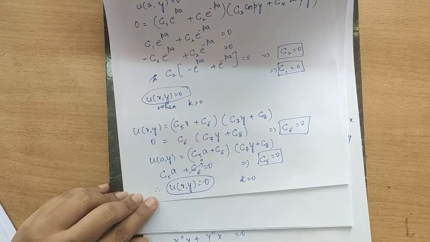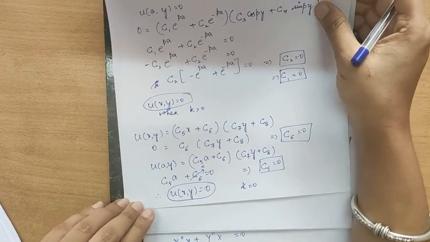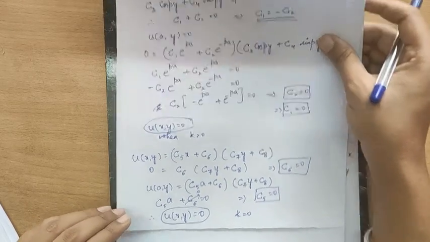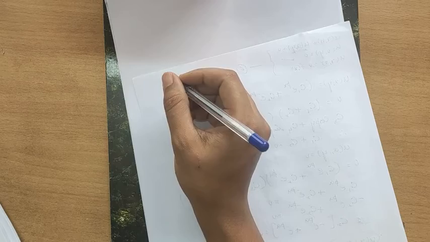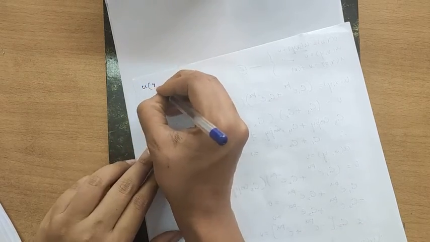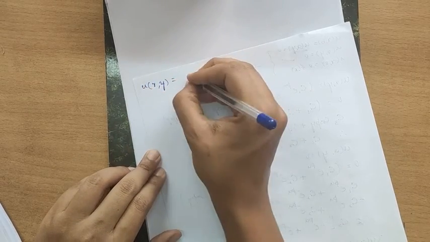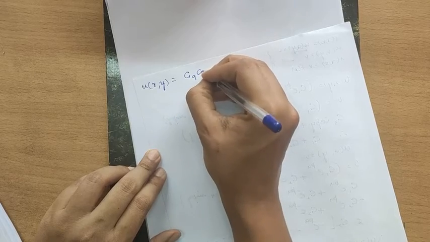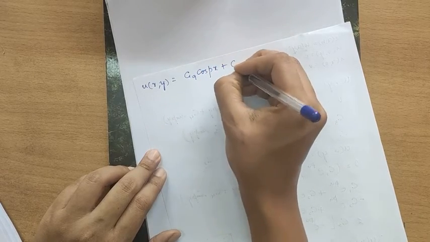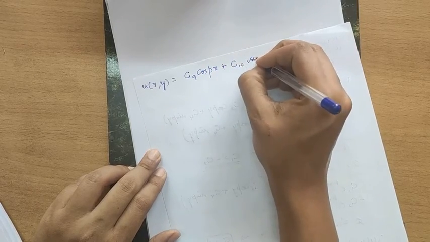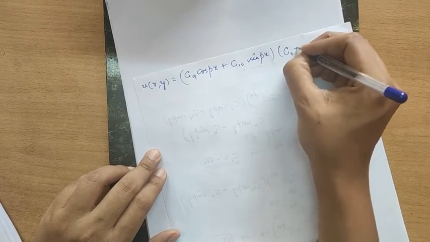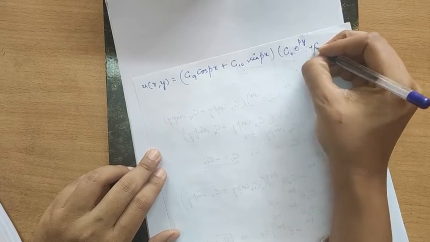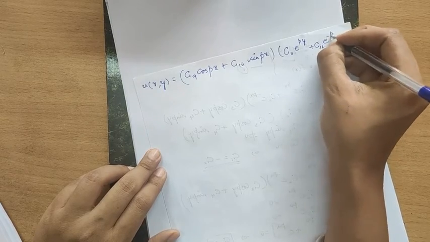So we have to check one more condition, that is the case of k less than 0. So let's see that. That is your equation number 5. Equation number 5 is u of x comma y is equal to (c9 cos px plus c10 sin px) into (c11 e power py plus c12 e power minus py).